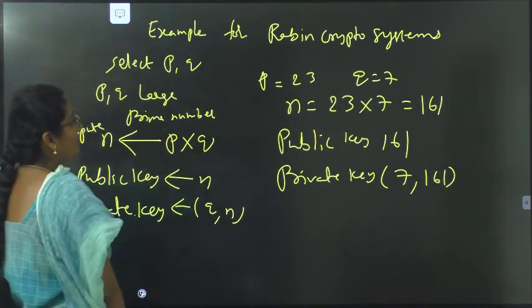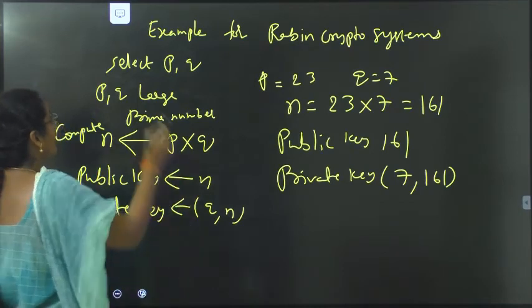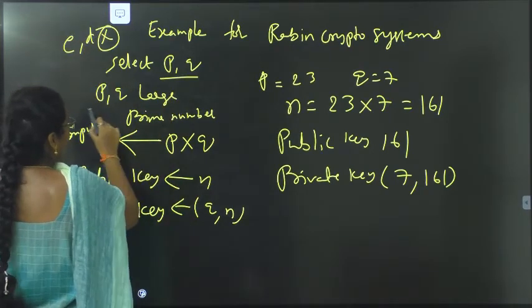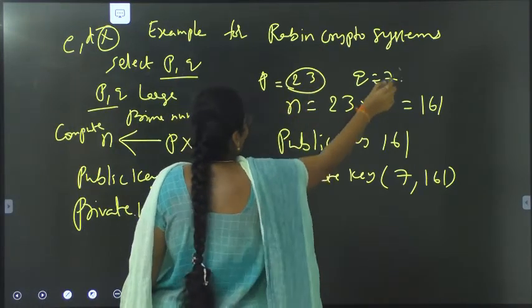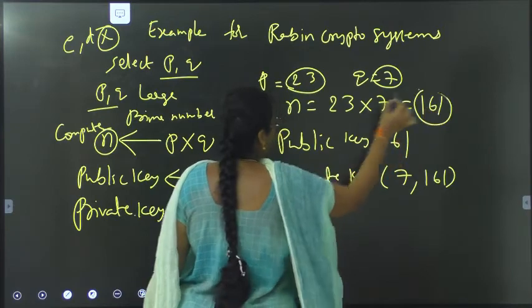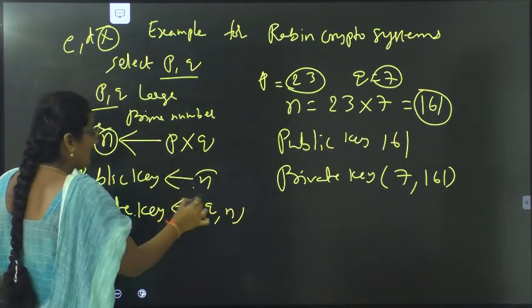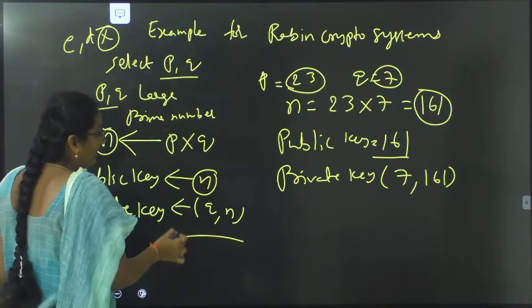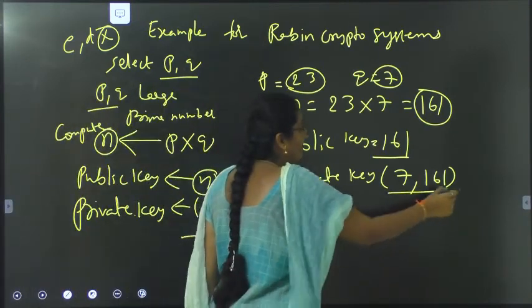So Rabin crypto system is also an algorithm. Here we will not have e value and d value. So we have selected two prime numbers like 23 and 7. Then we have computed the n value like 161. Then public key is n, so public key is 161. Private key is q comma n, so private key is 7 comma 161.